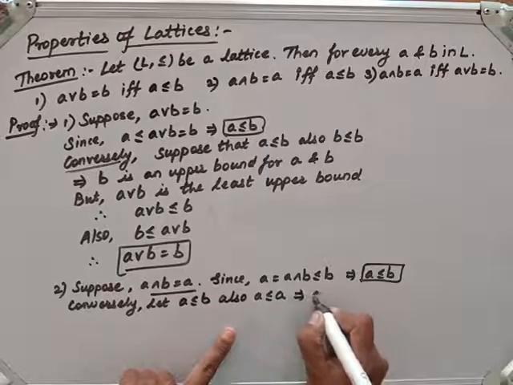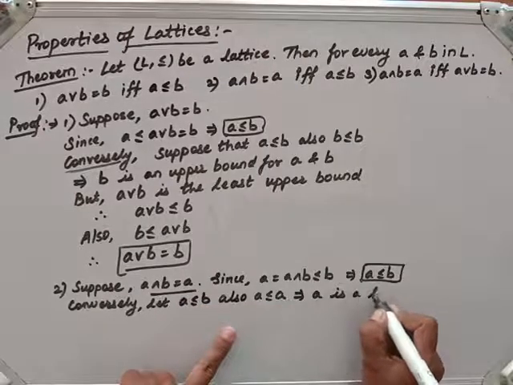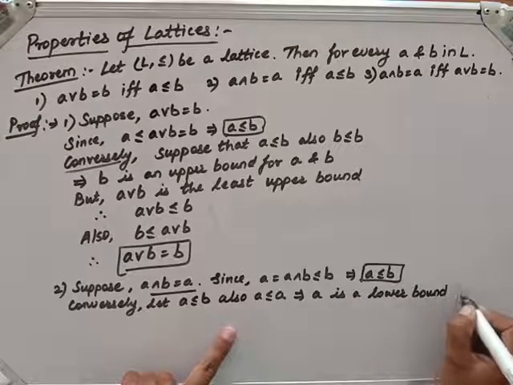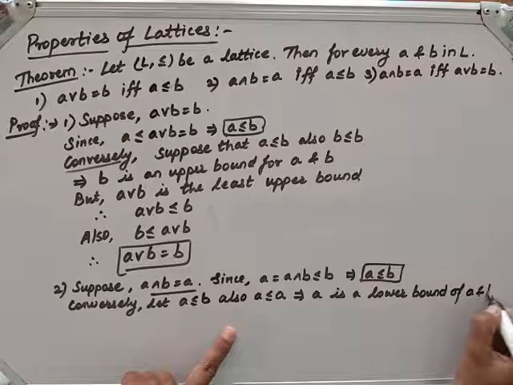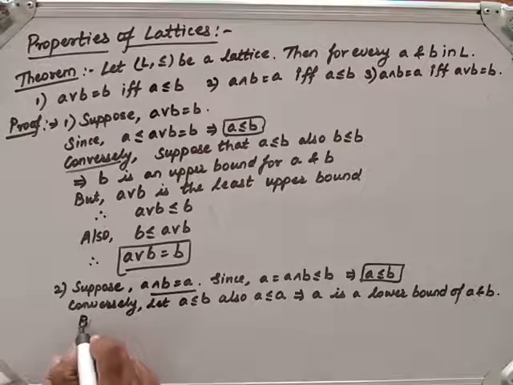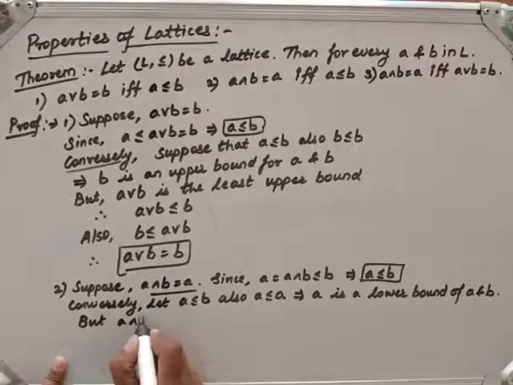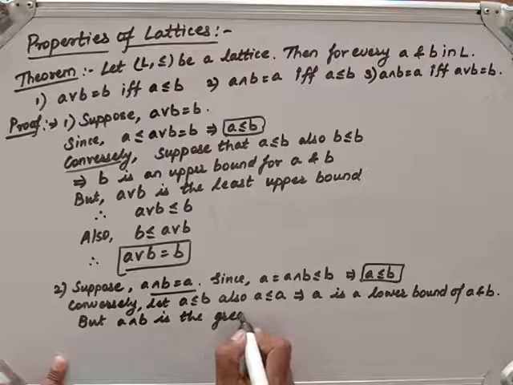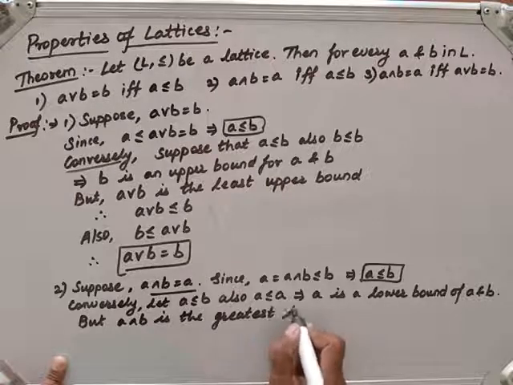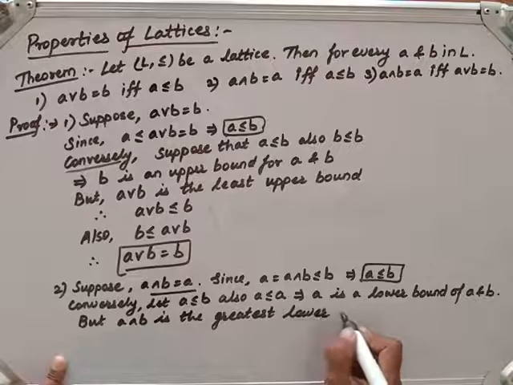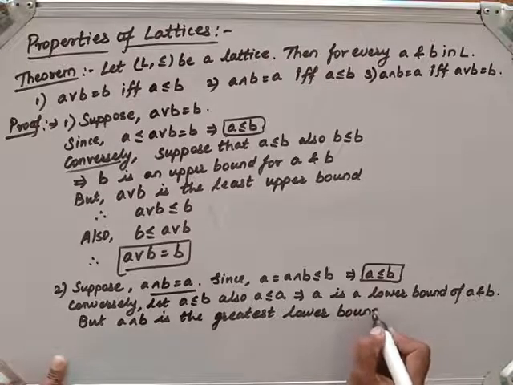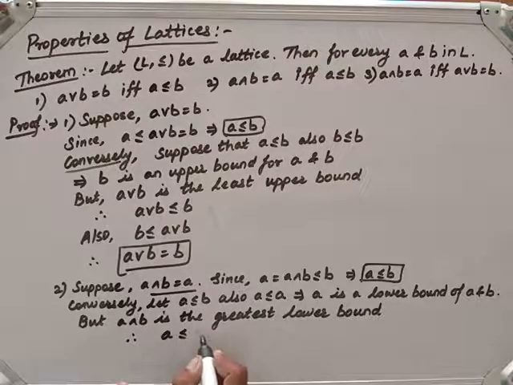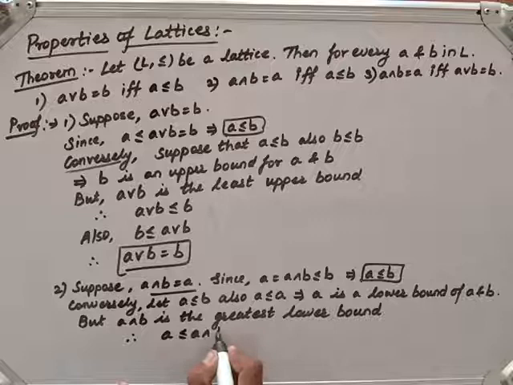So this says A is a lower bound of A and B, but A meet B is the greatest lower bound. A meet B is the greatest lower bound. Therefore, A related to A meet B.